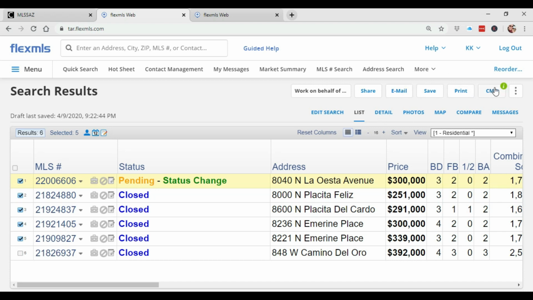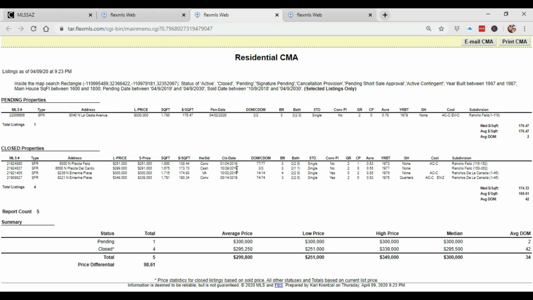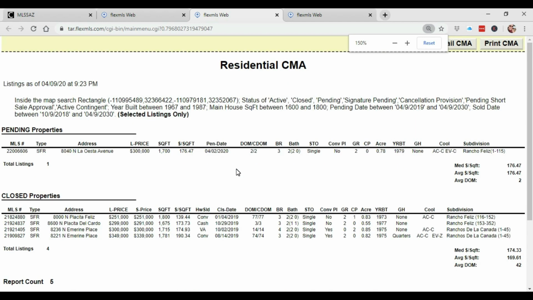And then we will just do the old CMA thing one more time, the one-line CMA. That will give us our price per square foot, so you can see that, and it'll give you the peace of mind of knowing that we looked at it. So check it out, 300,000. We looked at that property already. We see this one on Placida Feliz for 250, 1,800 square feet, conventional, 77 days, 3 bedroom, 2 bath, no pool. And they got these 2 here on Emerine Place, VA loan, 14 days, 74 days, 3-2 with a pool.